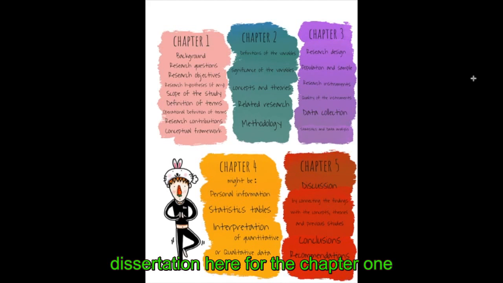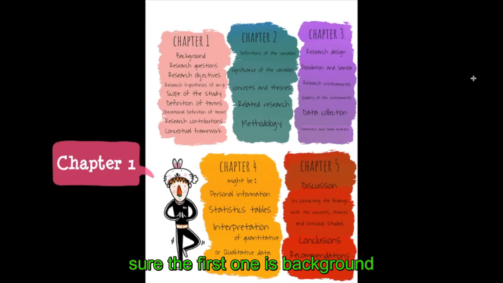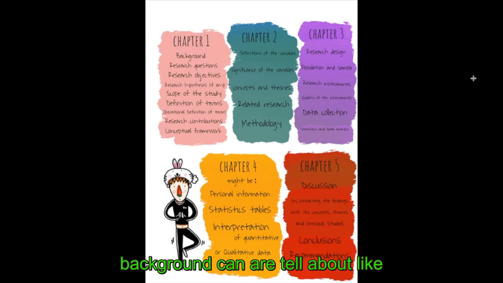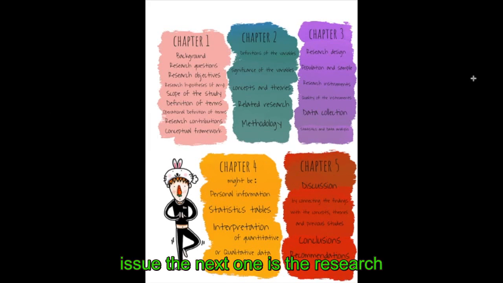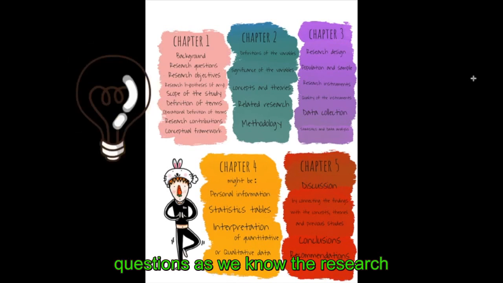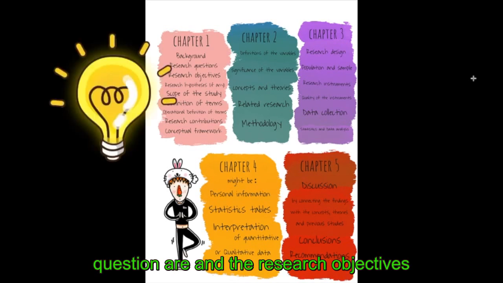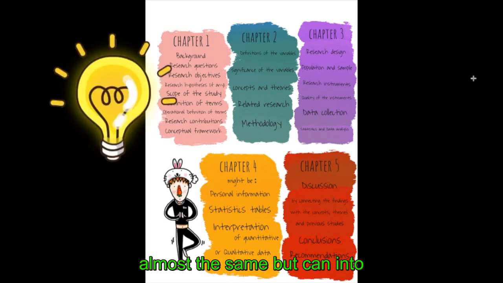For chapter 1, sure, the first one is the background. Background can tell about the importance of the research, and why the researcher wants to study these variables or this event or this issue. The next one is the research questions. As you know, the research questions and the research objectives are almost the same, but change the way of writing.